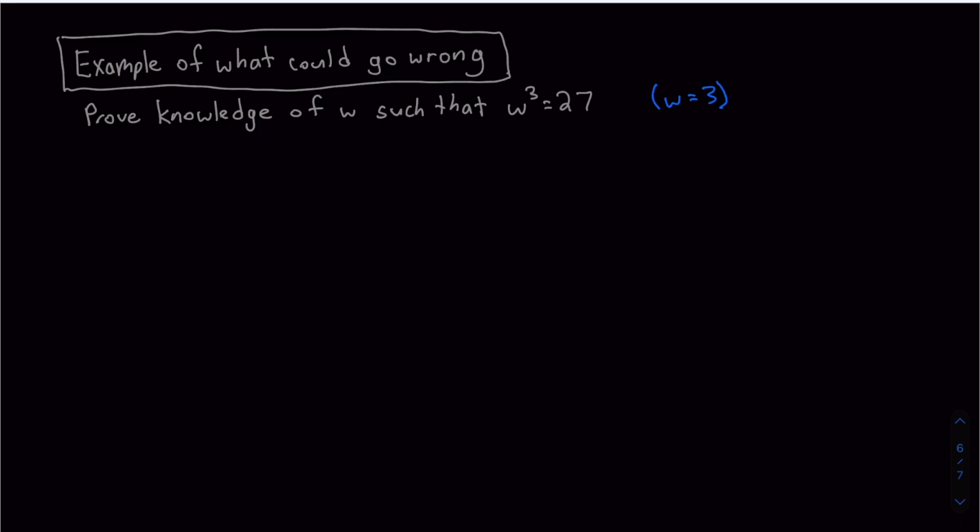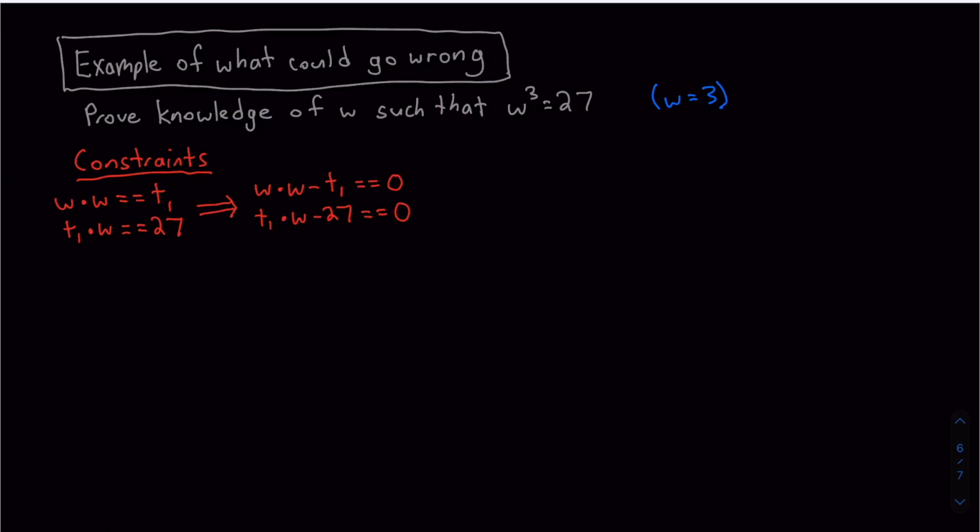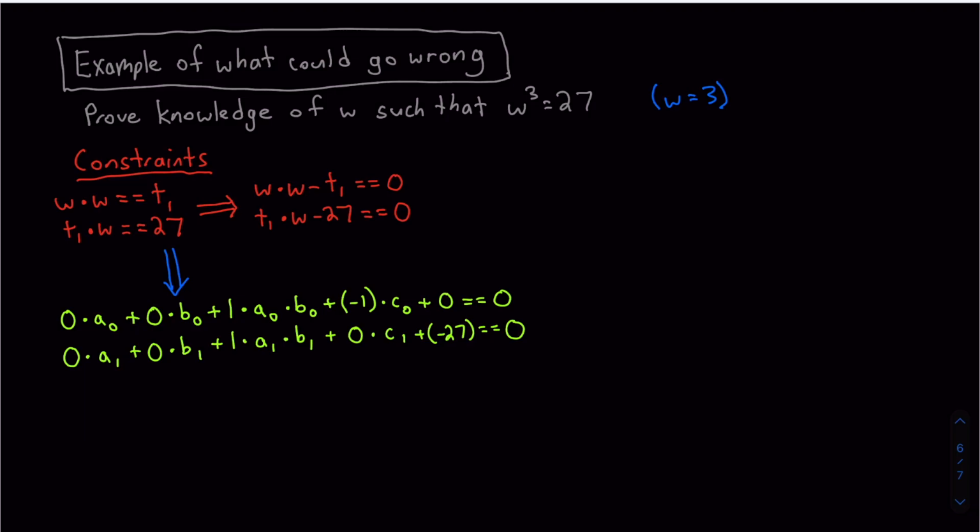Using what we've learned, we can break this into 2 constraints. w times w equals t1, and t1 times w equals 27. Moving everything to the left-hand side, we get the following. We can express these using the PLONK main gate. For the first constraint, we have qm equals 1, qo equals -1, and the rest, ql, qr, and qc, are 0. For the second constraint, we have qm equals 1, qc equals negative 27, and the rest of the Qs are 0.